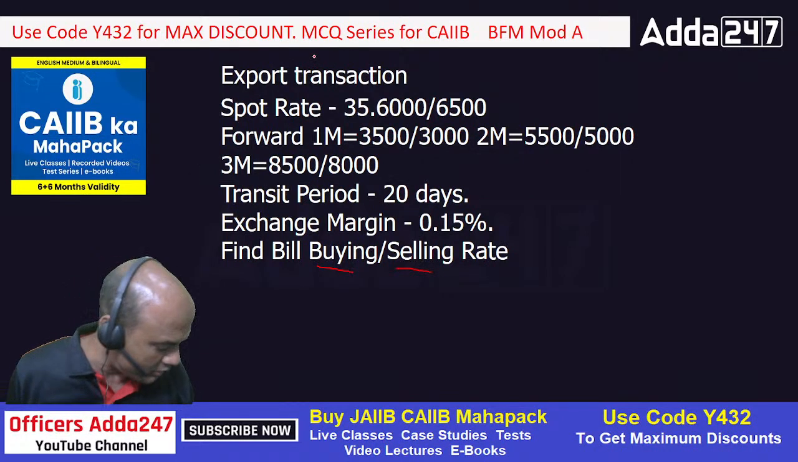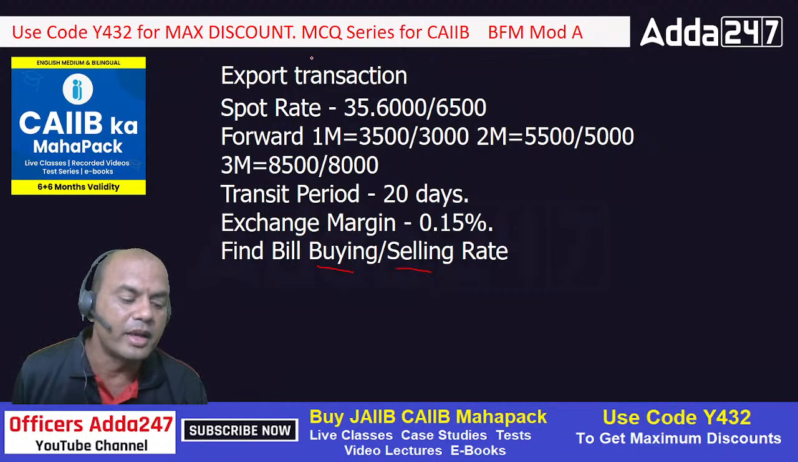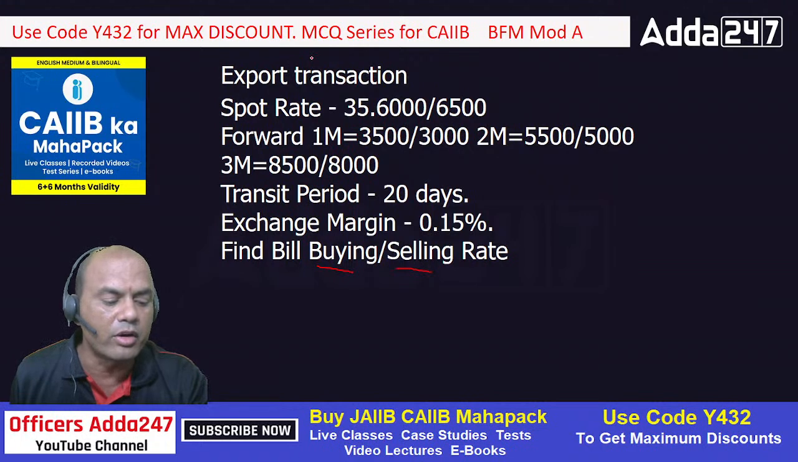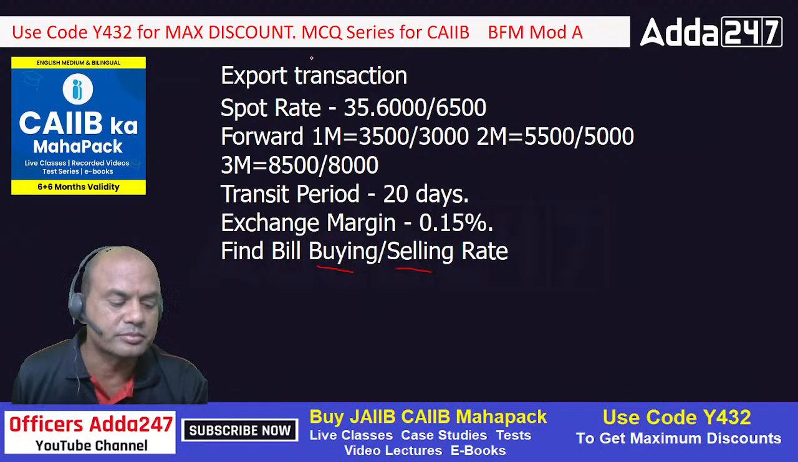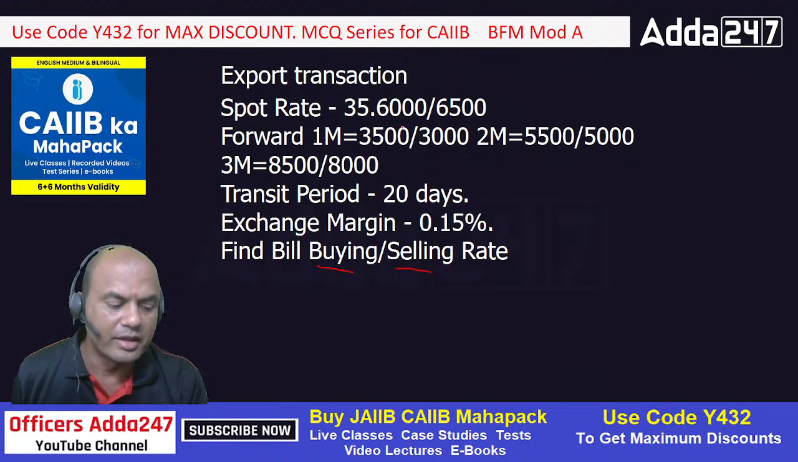So we'll be buying it. So sell is out. So the first problem is solved over here. It's buy. Now about the forward margins. How to decide which forward margins to take? See here, 1 month is given, 2 months is given, 3 months is given, and spot is given.